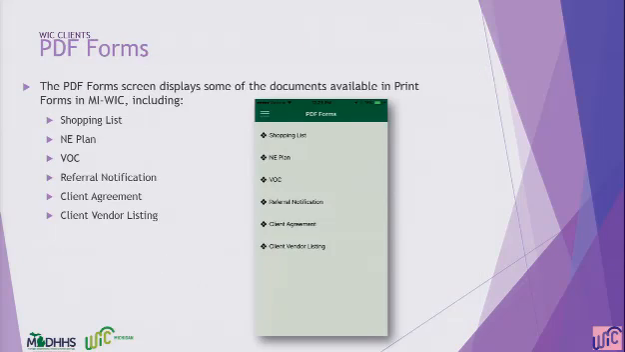The PDF Forms screen is available to WIC clients from the left-hand menu. This screen displays some of the documents available in print forms in MyWIC. This includes the shopping list, nutrition education plan, VOC, referral notification, client agreement, and vendor listing. This feature will be helpful in making sure that these valuable resources are readily available to our clients.